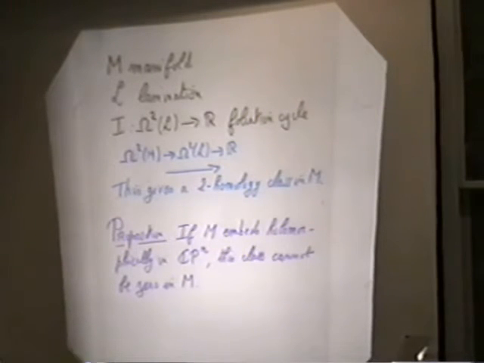And the proposition is that if one can embed a lamination like that in projective space, this homology class cannot be zero, cannot be homologous to zero. The proof is just the same one as the one I just gave you, that in complex projective space, cycles are not homologous to zero. So the proof is this.